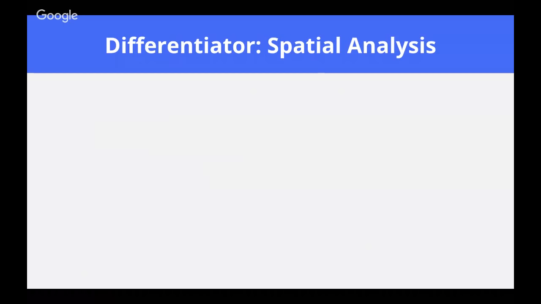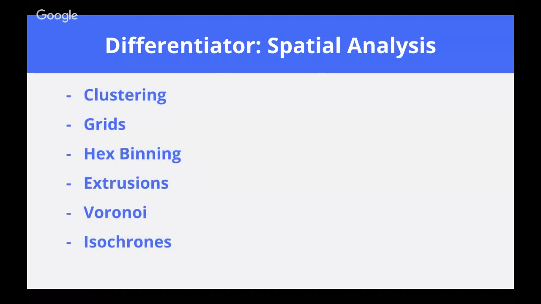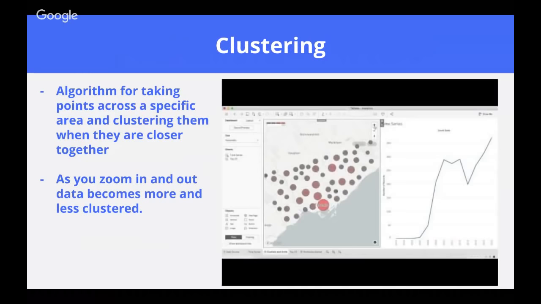Because, as I mentioned before, choropleth maps tend to bias themselves towards population density. And so here are some of the things that you can do with the Tableau extension: clustering, grids, hex binning, extrusions, Voronoi analysis, isochrones, and data elevations as well. And we'll walk through those one by one.